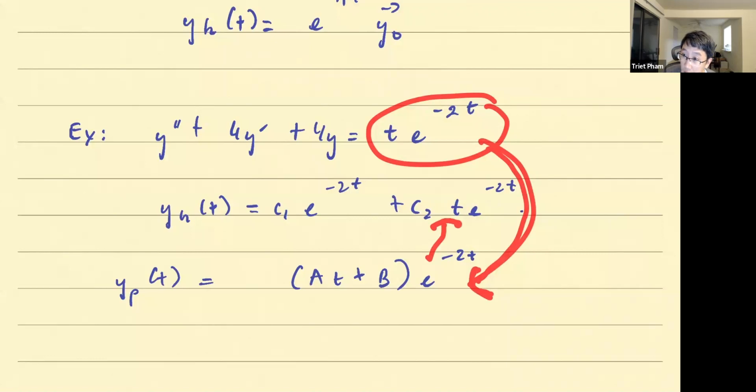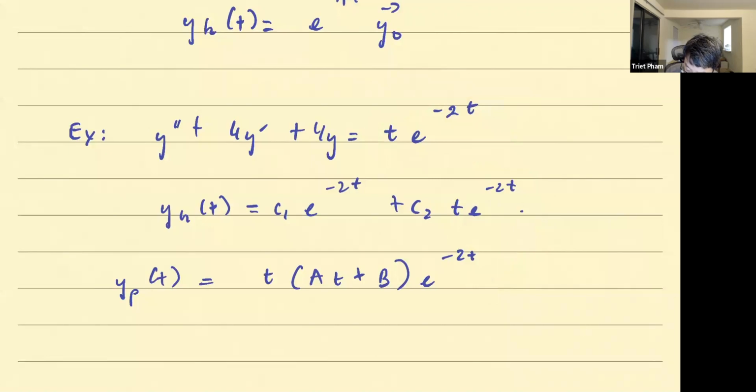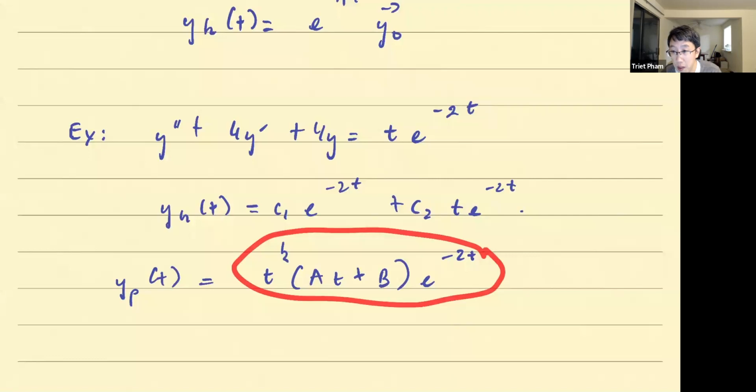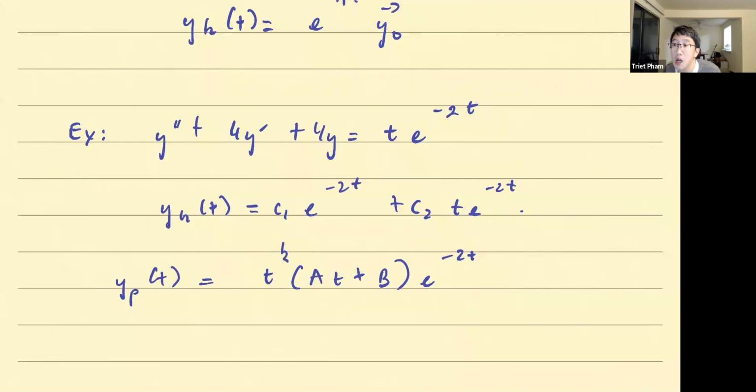So the principle says I have to multiply with the smallest power of t. Let's say I don't know what power I want to use: t to the n, t to the k. The smallest k so that nothing here coincides with my homogeneous solution. What k would do the trick? Correct. k equals 2. Because if k equals 1, then this will get out, but this will still be in my homogeneous solution. So k is the smallest.